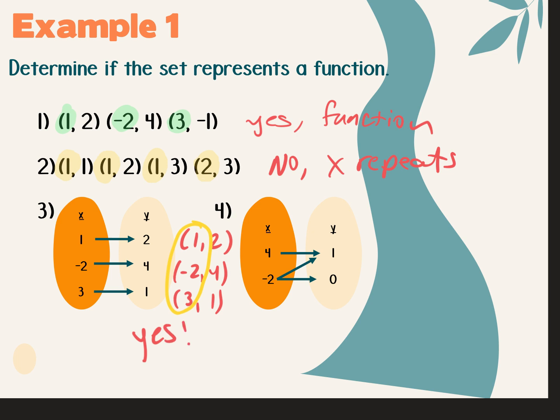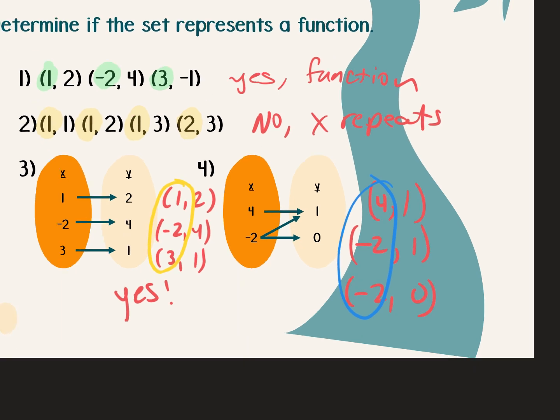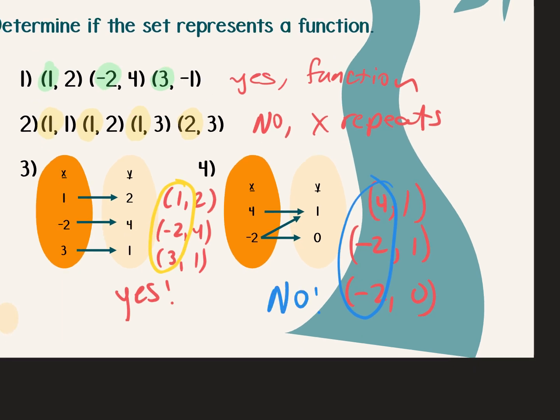Now look at number 4. This is saying that 4 goes with what number? 1. And then it's saying that -2 goes with what number? 0. So what do you guys notice about our x column? -2 repeats. So is this a function? No. All right. Y can repeat. Yep. X cannot. You'll see why here in a minute. Anybody have any questions? Does that make sense?